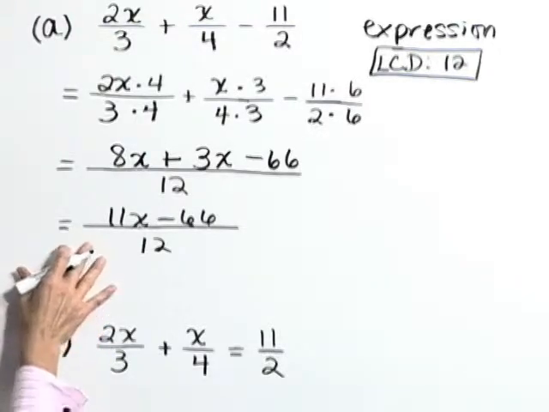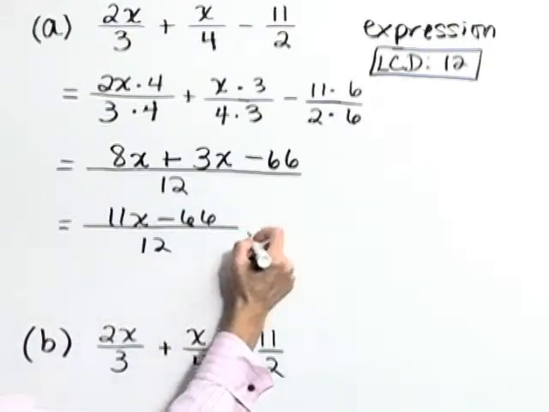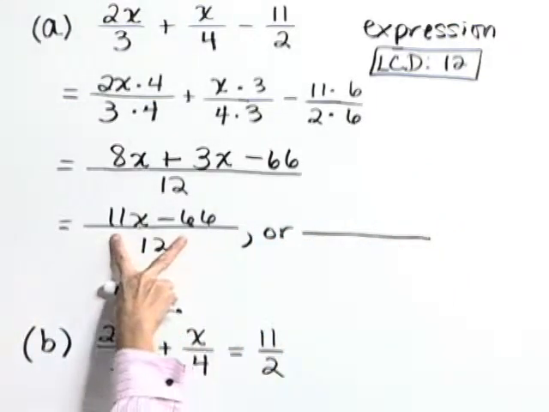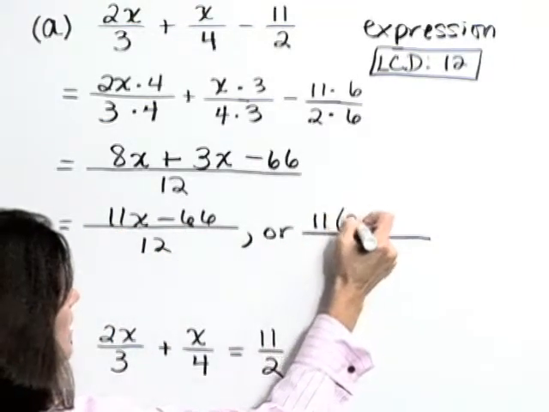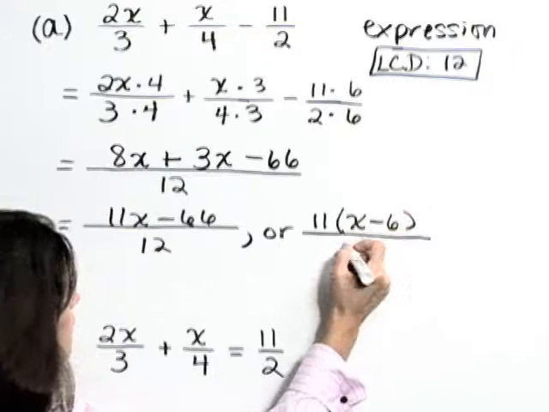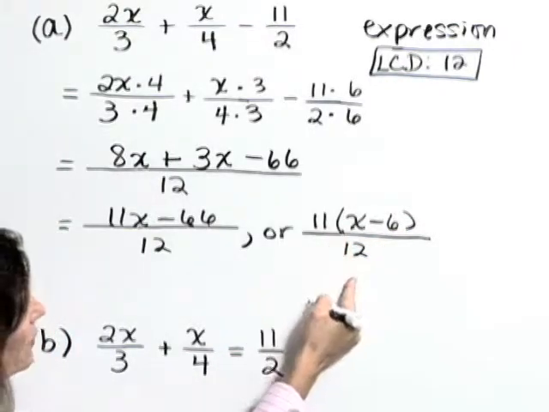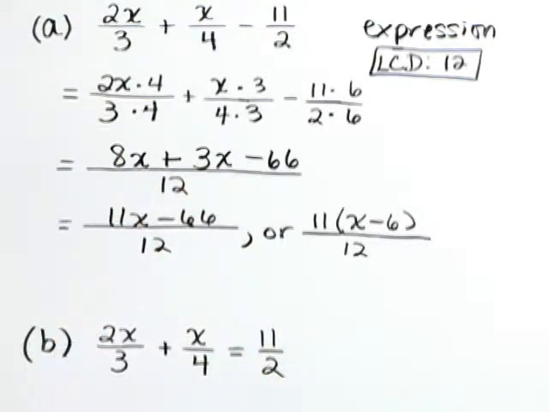As a last step, we might see if we can simplify by canceling common factors. So that numerator in factored form, as we pull out our greatest common factor of 11, becomes 11 times x minus 6. That's all over 12. Nothing cancels, however, so this expression is in its simplest form after we've performed the indicated operations.